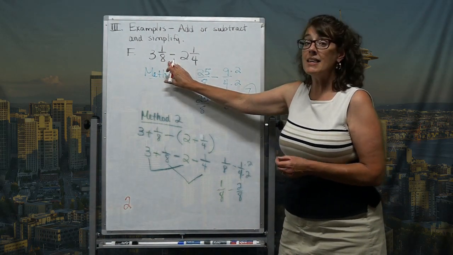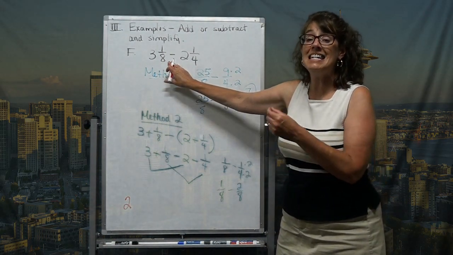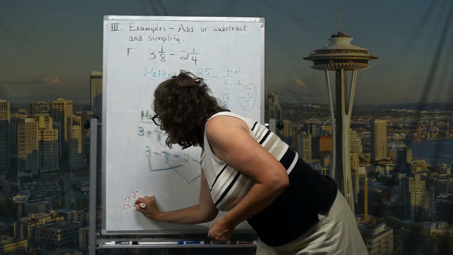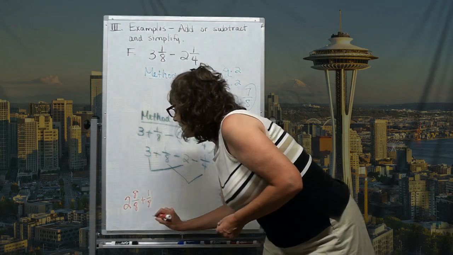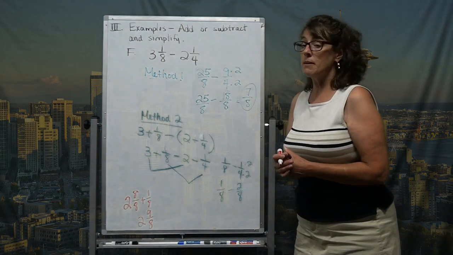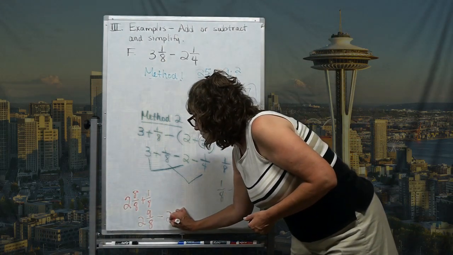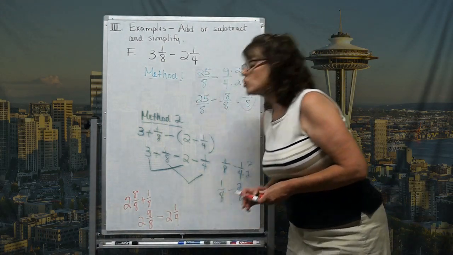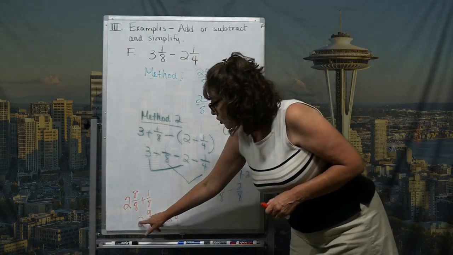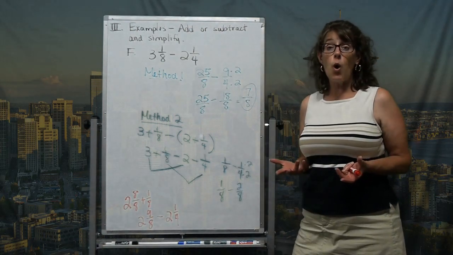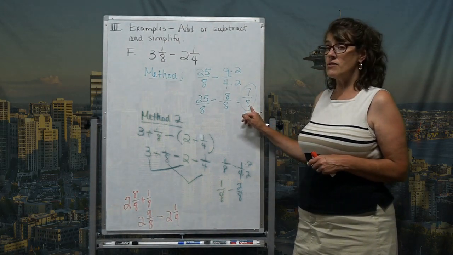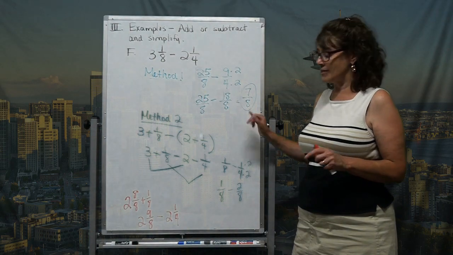So when I borrow from that 3 and make it a 2, then I'm going to take this 1/8 and add to it 8/8. So when I take that 8/8 and add it to that 1/8, that gives me 2 and 9/8. Now I'm going to take my 2 and 9/8 and subtract 2 and 1/4. So once again, when I work those whole number parts, 2 minus 2 gives me no whole parts. I don't have any whole parts. Recall my answer being 7/8? I shouldn't have any whole parts. So this is making sense.